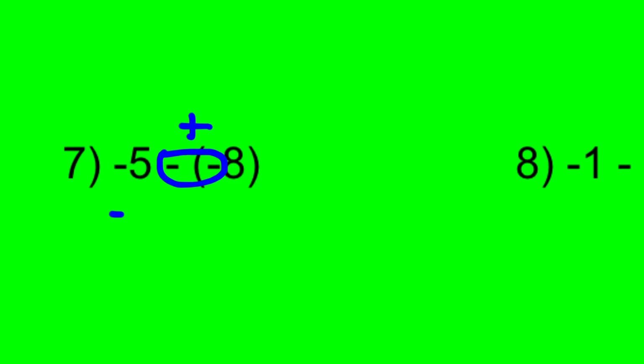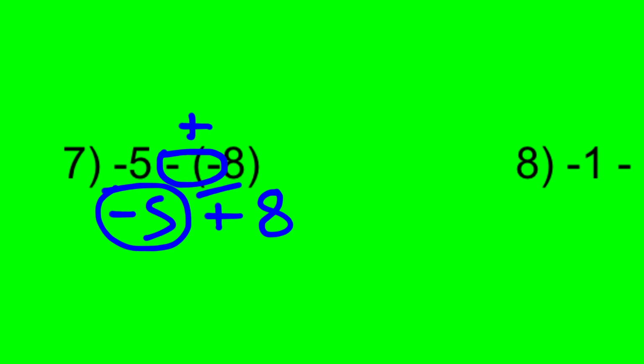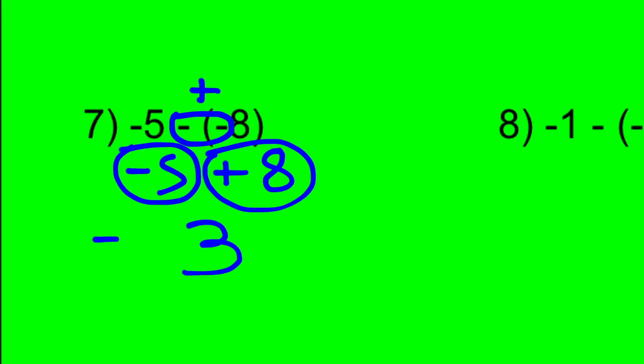Negative 5, take away negative 8. That's where we have a minus, right? And when you have a minus, that becomes a plus. So that's like negative 5, positive 8. Now treat it as an adding question. I have 5 negatives. I have 8 positives. The signs are different, so I subtract. But this time the answer is positive 3 because I have more positives.